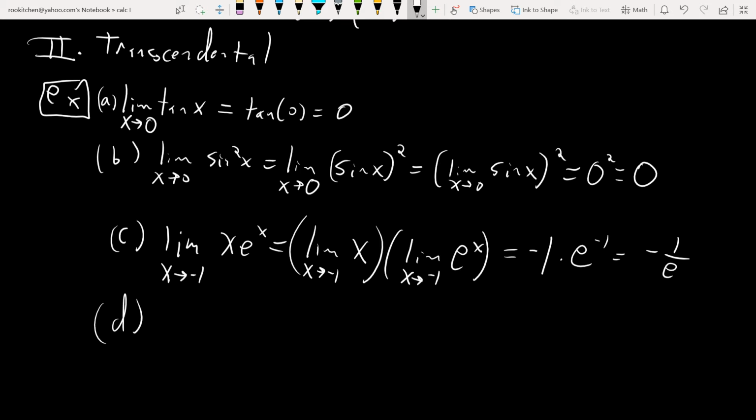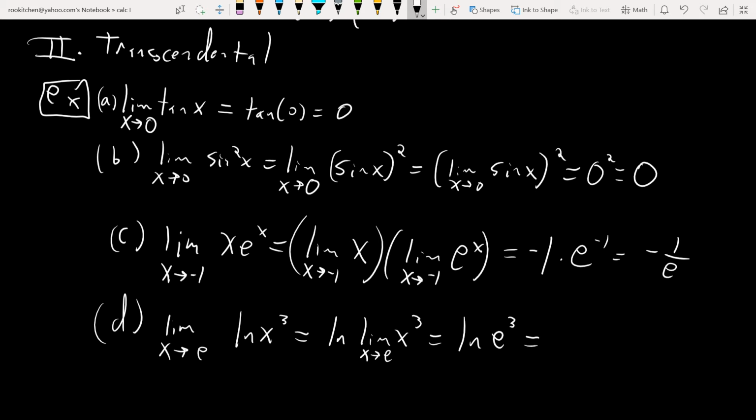One more of these. Limit as x goes to e of ln of x cubed. Okay, so this guy, you can also just do a substitution. And if you want to, you can think of it as a composite. So you can do the ln of the limit of x cubed as x goes to e. And then that would just be the ln of e cubed. And then e to what power is e to the third, so that's just going to be giving you 3.